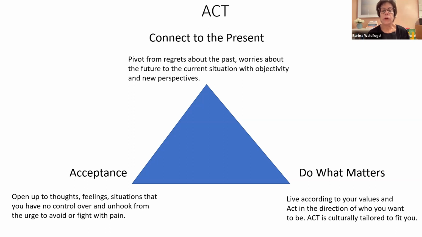On the bottom right of your screen, you'll see a process called Doing What Matters. This is the commitment part of acceptance and commitment therapy. And this is basically how you want to live, doing what matters, living according to your values and acting in the direction of who you want to be. ACT is culturally tailored to fit you. And regardless of your sexuality, religion, ethnicity, nation of origin, ACT is inherently able to fit to who you are and who you want to be.